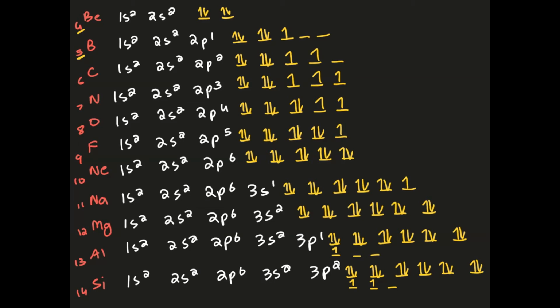So the next element that we have over here is beryllium, and the number of electrons that you have over here is going to be 4. So if you write down the electronic configuration, you're going to get 1s2 and then 2s2 over here.